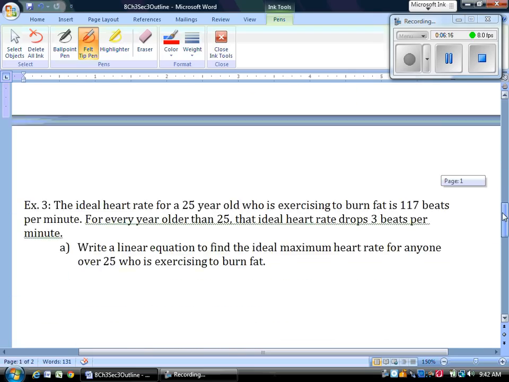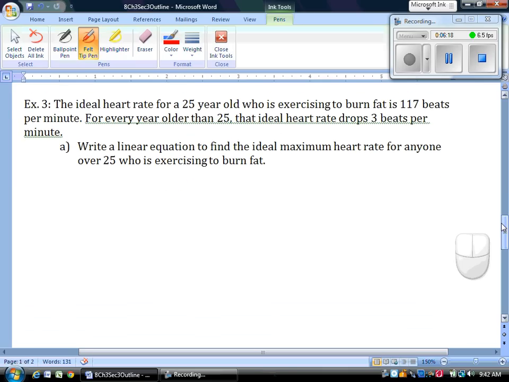On the back, our last example here, we have a little bit of a word problem. This shows you how linear equations can be used to solve actual problems and how it's used outside of just math class. Okay? It says the ideal heart rate for a 25-year-old who is exercising to burn fat is 117 beats per minute. For every year older than 25, that ideal heart rate drops 3 beats per minute.